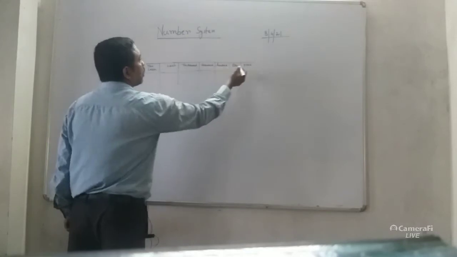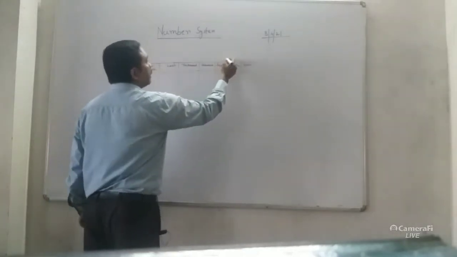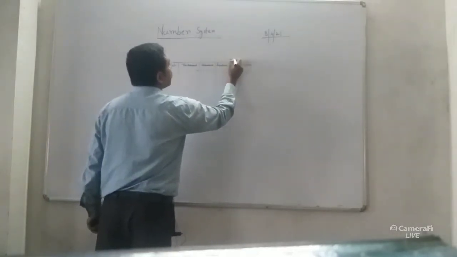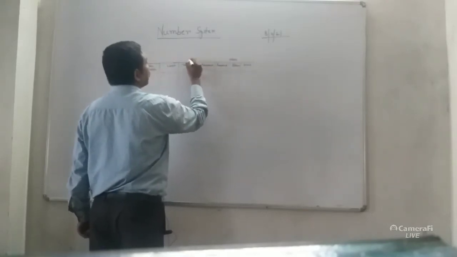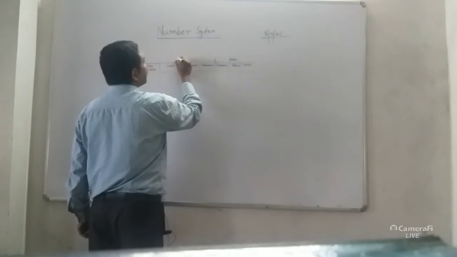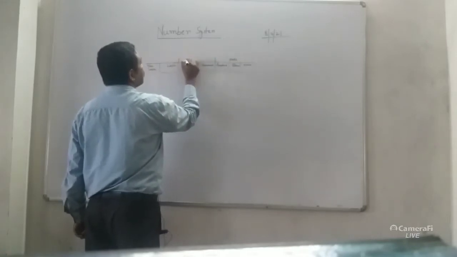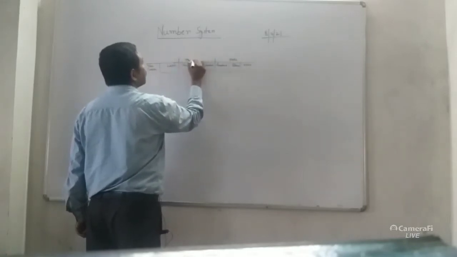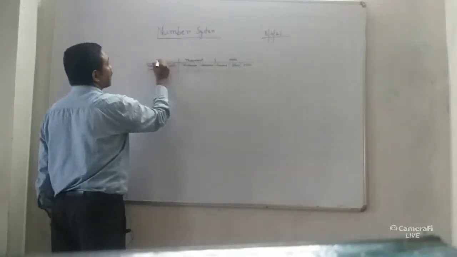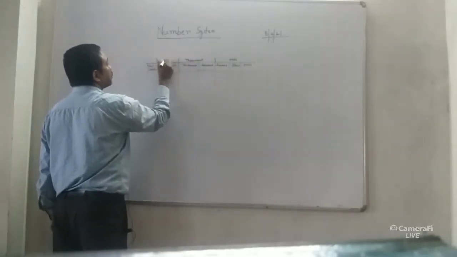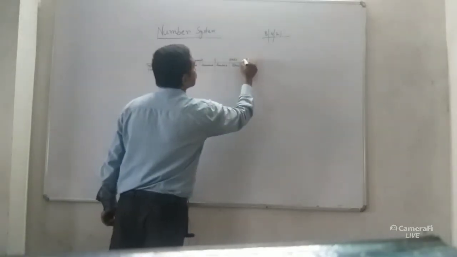Now these ones, tens, 100 together make the ones period. And 1000 and 10,000 make the 1000 period. And this one makes the lakh period. These are all periods.